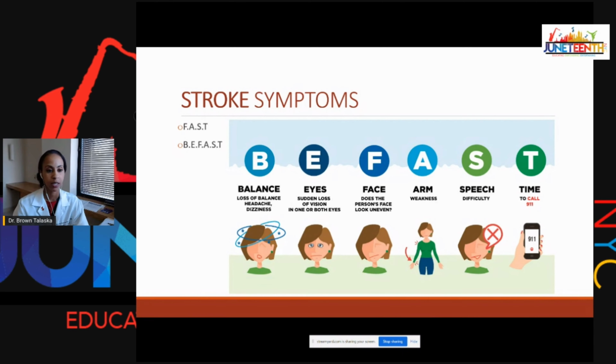So what's balance? Balance, you lost balance, right? You're sort of what we call in medicine ataxic. You're not walking really well, you're weak and wobbly, you may have a headache or feel dizzy.